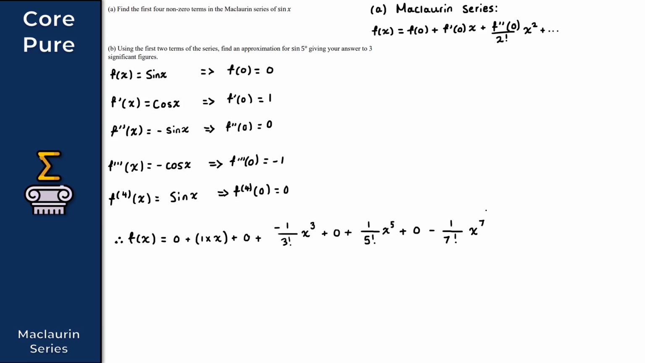Okay. Let's just quickly count here. How many non-zero terms do we have? We've got 1, 2, 3, 4. Perfect. That gives us the first 4 non-zero terms in the Maclaurin series of sine x.